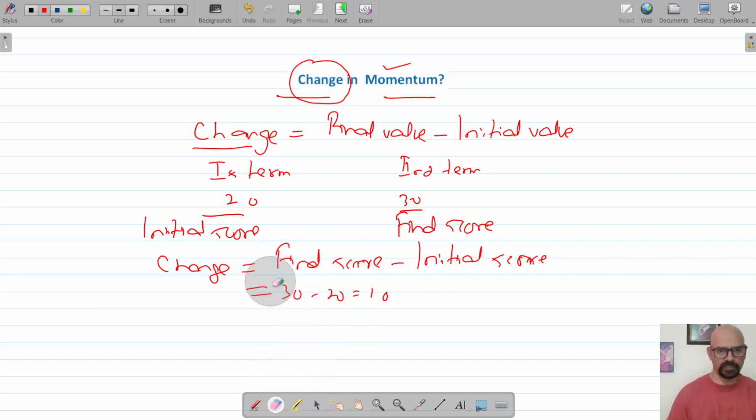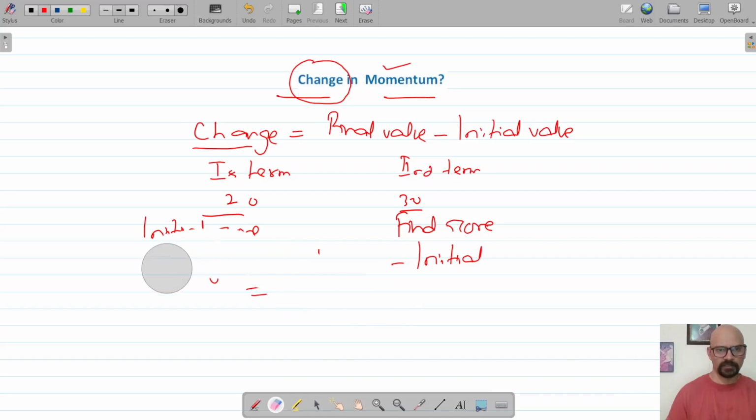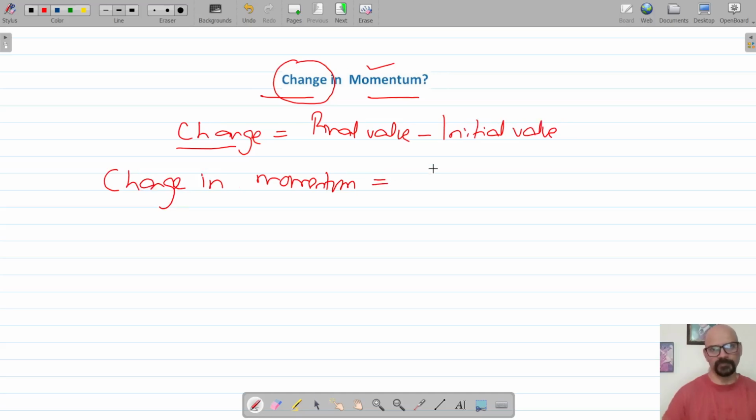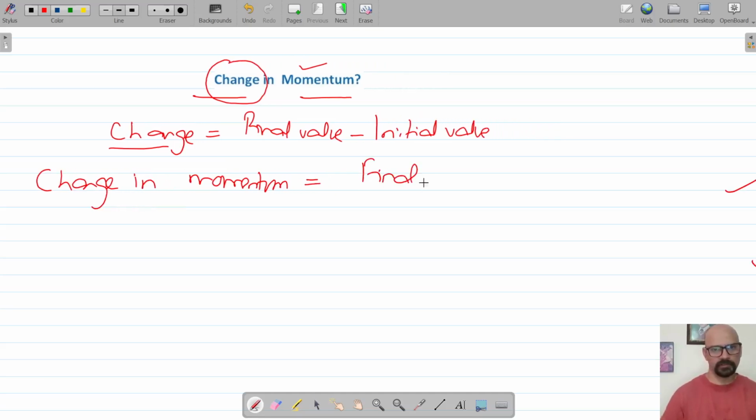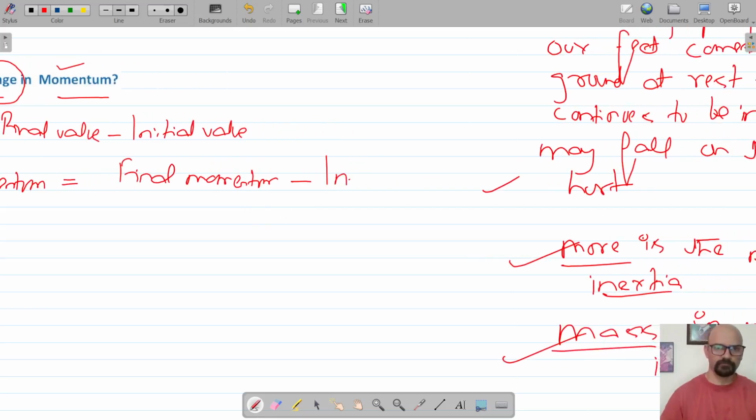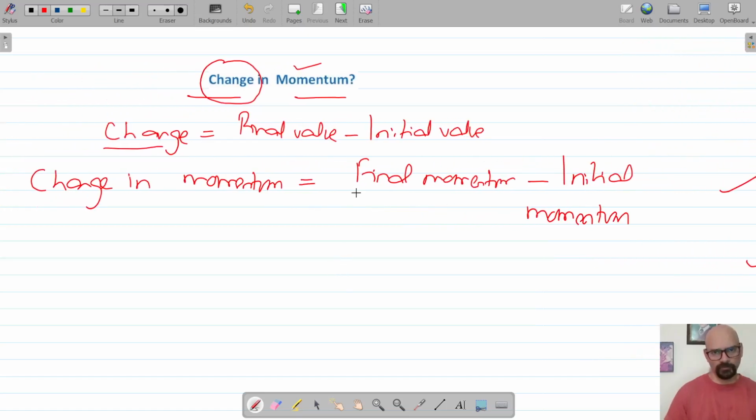So if we have to find the change in momentum, instead of the score, we are going to find the change in momentum. For that, we need the final and the initial momentum. So that would be final momentum minus initial momentum. Okay, what would be the final momentum?